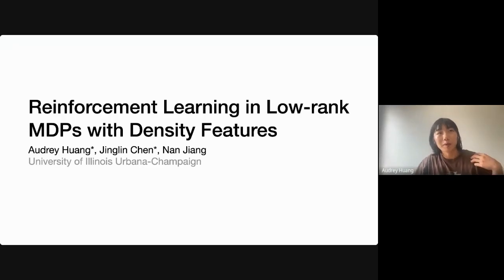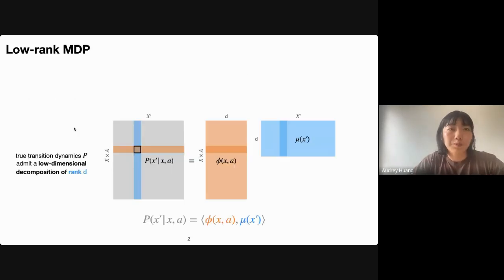The title of our paper is Reinforcement Learning in Low-Rank MDPs with Density Features, and this work is co-authored with my lab mate, Jinling, who's in the audience, I think, as well as Nan, who's also in the audience. So, okay. Let me first explain what the density features are in low-rank MDPs.